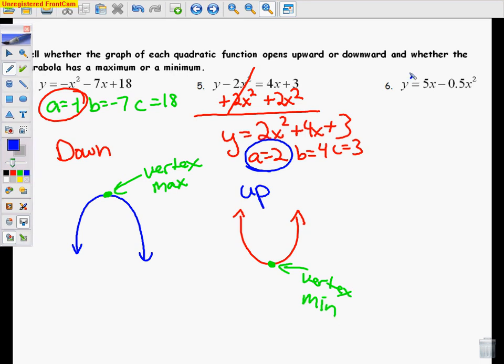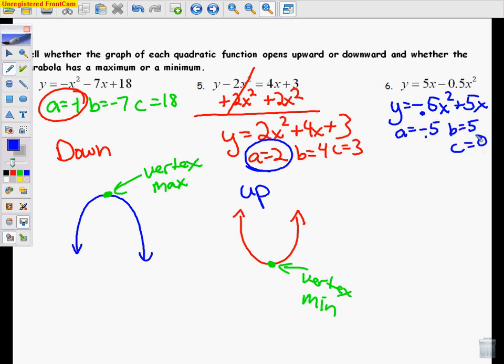Here, we already see that y is by itself, right? However, one thing that you should be cautioned about is that you make sure that standard form also has highest exponent going to lowest. So if we were to rearrange these, we would have to put our -0.5x squared first, and then a positive 5x. So here, a is -0.5, b is positive 5, and c is 0.